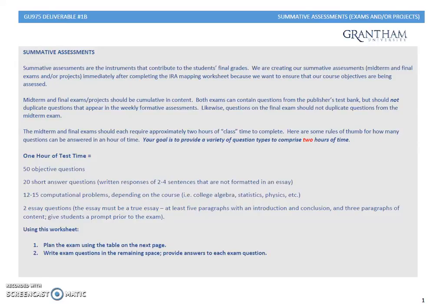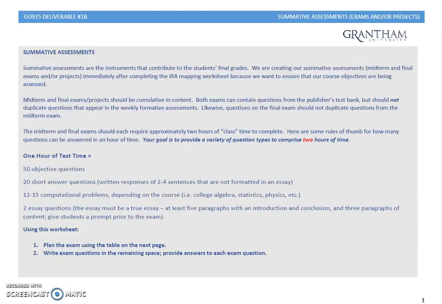Hi, welcome to the third installment in our summative assessment series. So we've taken a look at Bloom's taxonomy and how to map our course objectives to Bloom's taxonomy, and we've also taken a look at how to write or select test questions.